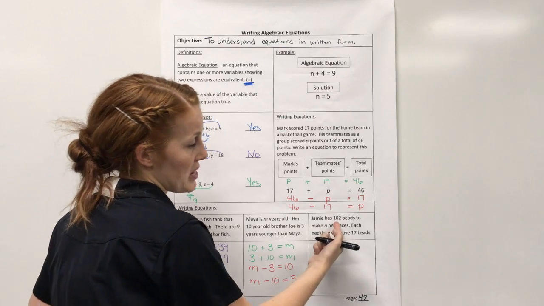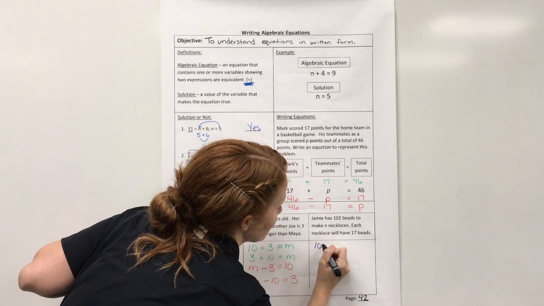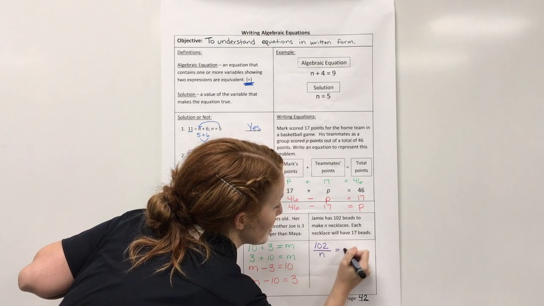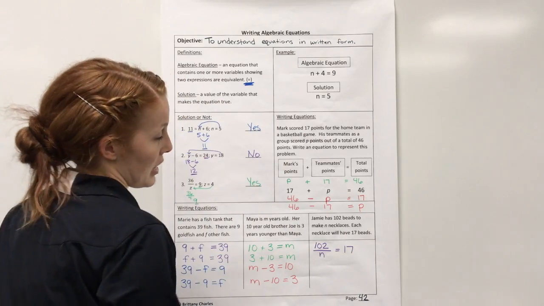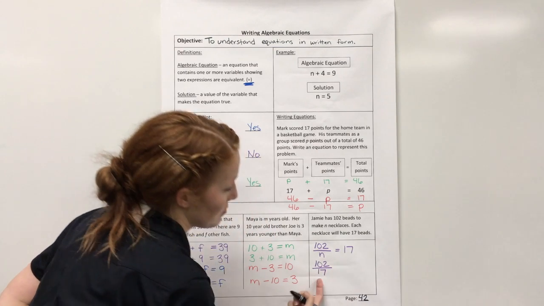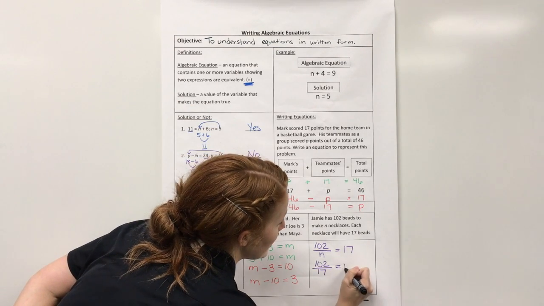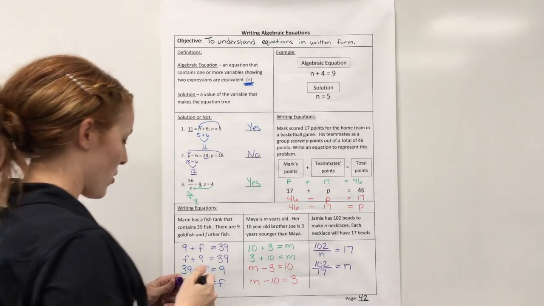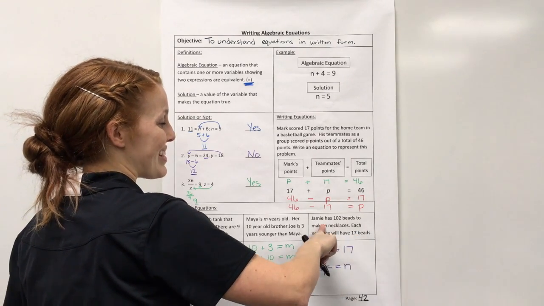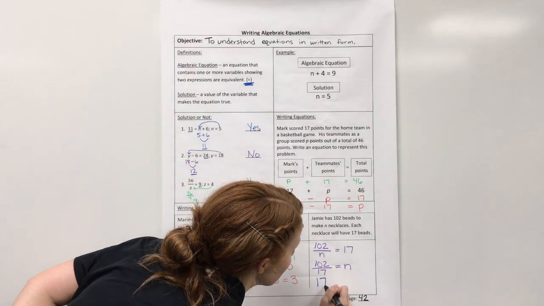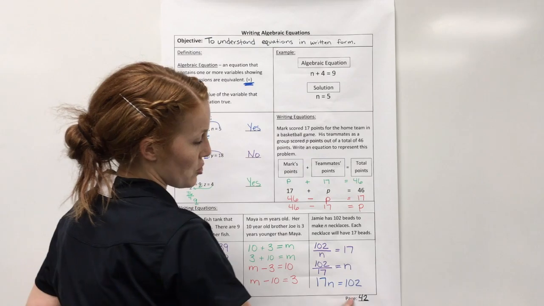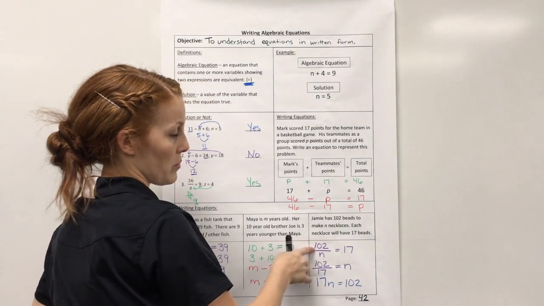So if I have 102 beads, I could do 102 beads divided by the number of necklaces would give me 17 beads on each necklace. I could also do 102 beads divided by 17 on each necklace would give me N number of necklaces. Okay, now for multiplication, well, I have 17 beads on N necklaces, so I could do 17N equals 102. Notice with multiplication, you end with the total. With division, you start with the total.